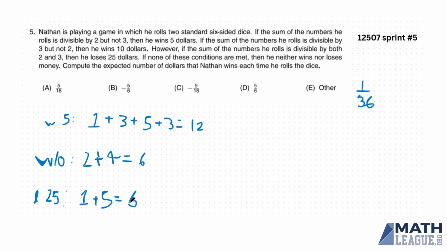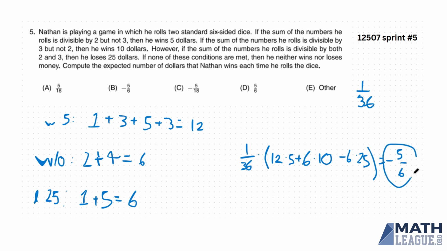So our expected number of dollars is going to be 1/36 times our 12 cases where he wins $5, plus our 6 cases where he wins $10, minus our 6 cases where he loses $25, which, calculating, comes out to a final answer of negative 30/36, or negative 5/6 dollars, which is our answer.